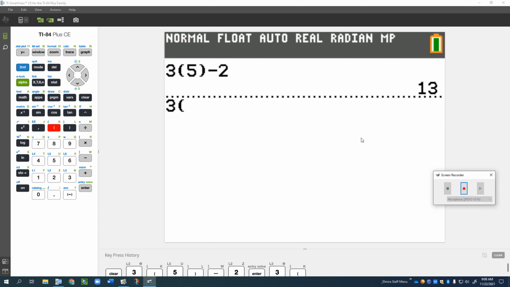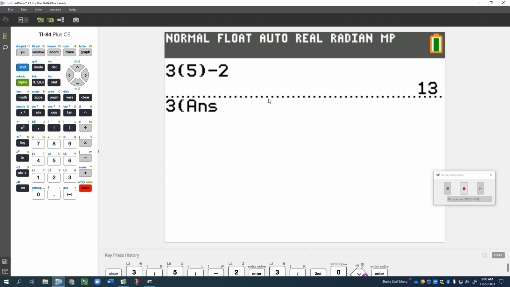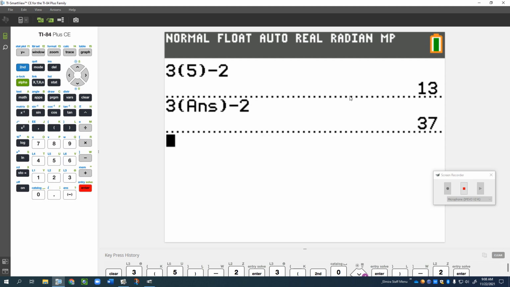If you go into the catalog, so second catalog, and you go down to ANS right here. Okay, the arrow is next to it, ANS. What you're telling the calculator is, hey, use my previous answer in this spot. So I hit enter, close my parenthesis, subtract 2, hit enter. It subbed the 13 in for ANS.